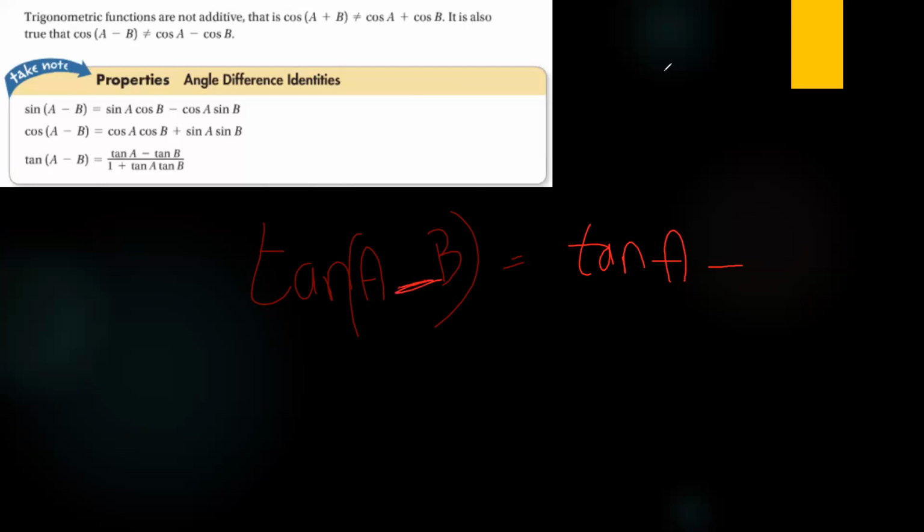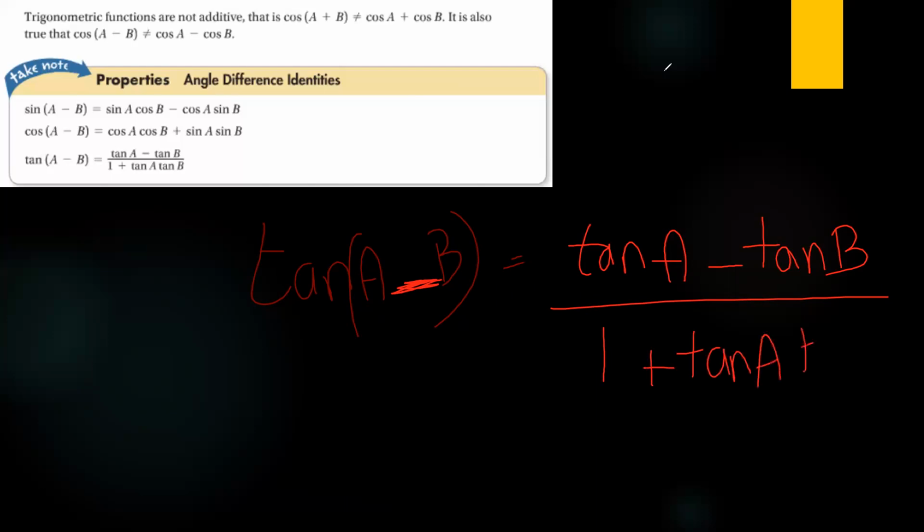Now, what about the tan? The formula of the tan will be tan of A minus tan of B over 1 plus tan of A tan of B. So here they will be positive, and up they will be negative. Since we have an angle difference, keep the minus sign as it is.